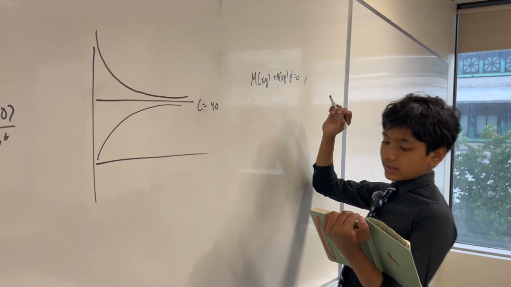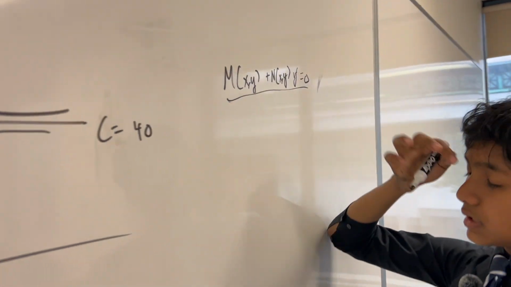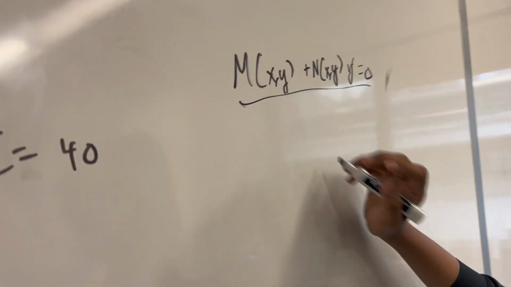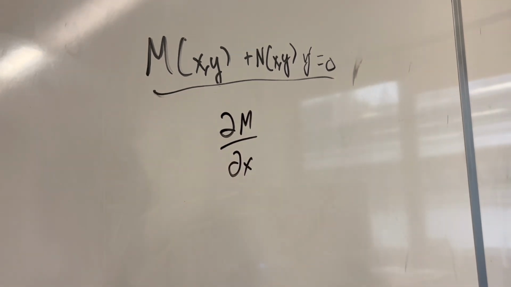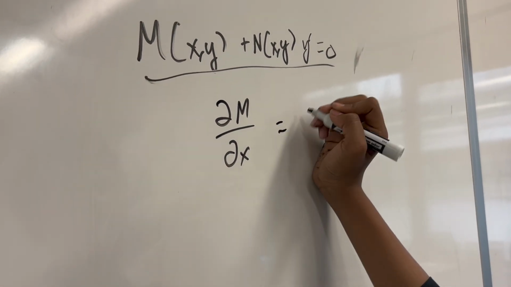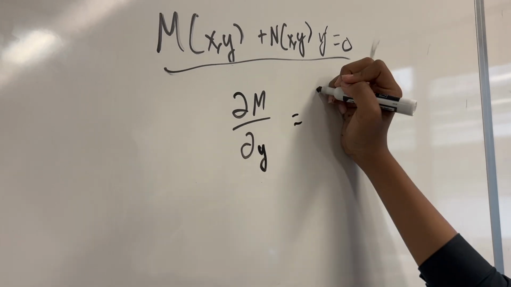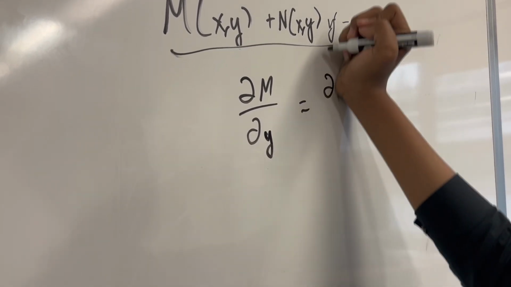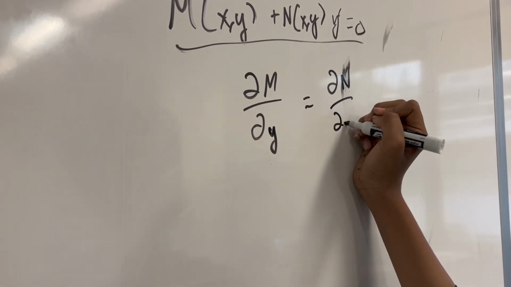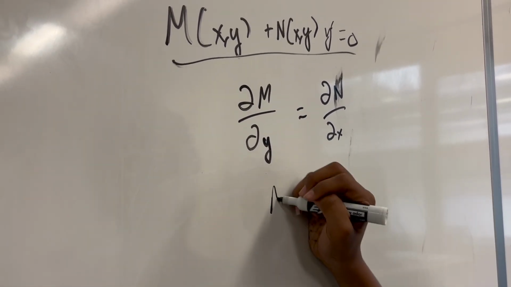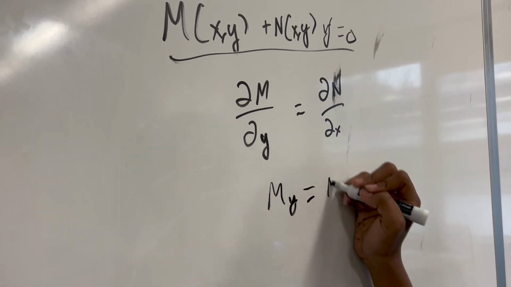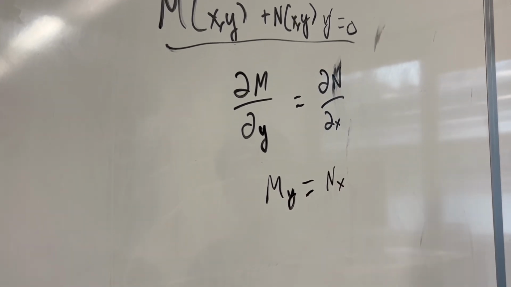But hypothetically, this is going to be solvable exactly with our method if the partial derivative of M with respect to y is equal to the partial derivative of N with respect to x. The way I like to think about it is with Leibniz notation, M_y = N_x.